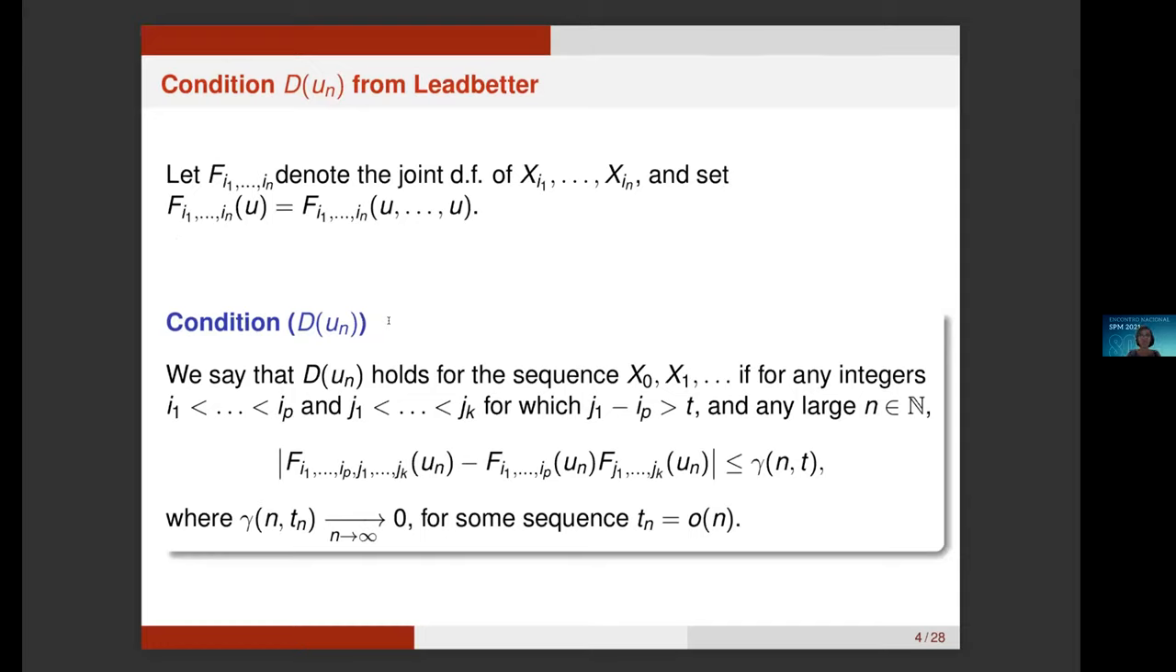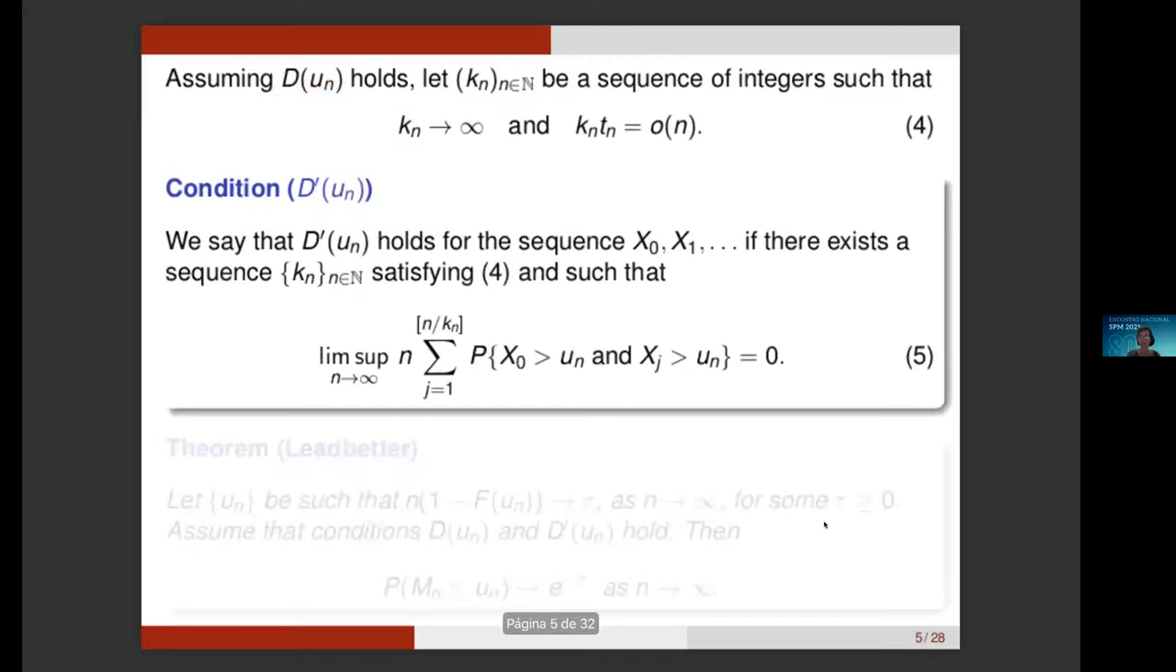For that, we have here classical conditions. So condition D first. This condition D of u_n says the following. So if we look at events of the type X_i less or equal than u_n and consider any two blocks of events of this type with a time gap between them, okay? So these two blocks become more and more independent as the time gap grows. This is condition D.